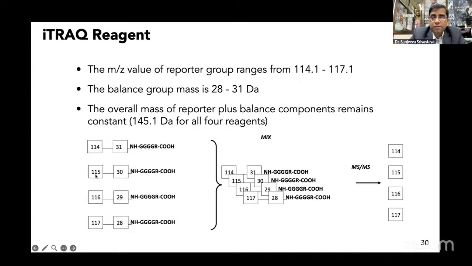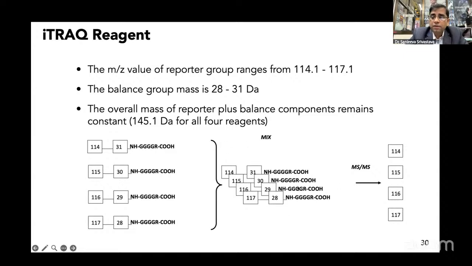So 114, 115, 116, 117 are the reporter ions. And then the balancer region is 31, 30, 29, 28 to make it all 145, which is isobaric. So it means you don't want to have anything of different mass across all the 4 conditions. Therefore, iTRAQ is an isobaric tagging method.